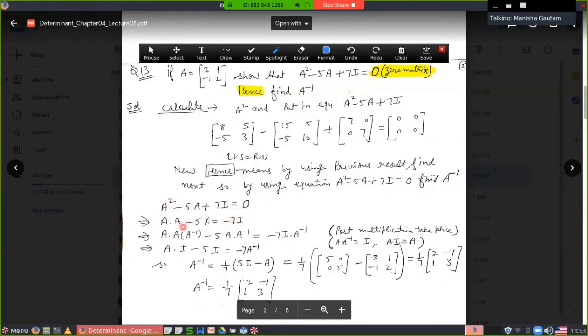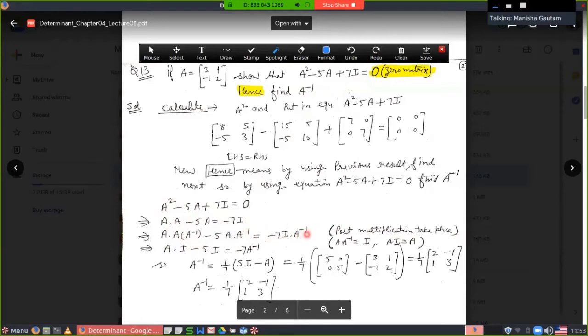Multiply both sides of this equation by A inverse. In matrices, two types of multiplication are there: pre-multiplication and post-multiplication. Here I have written that post-multiplication takes place. It means you have to multiply from the right-hand side. A into A is here. When you multiply by A inverse, this comes out at the last as A inverse, 5 into A inverse, minus 7I into A inverse.